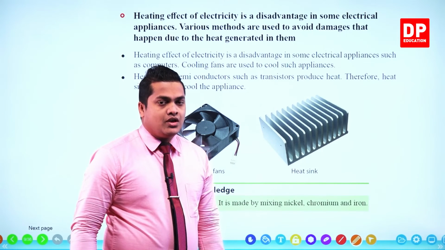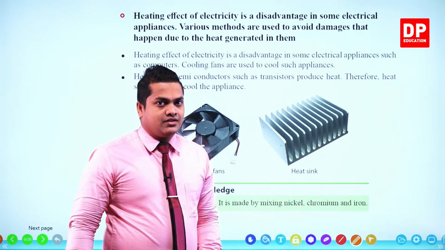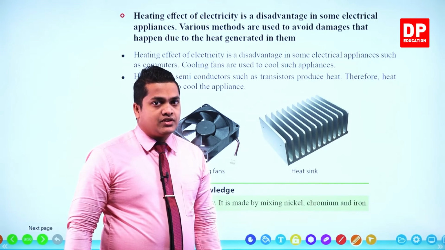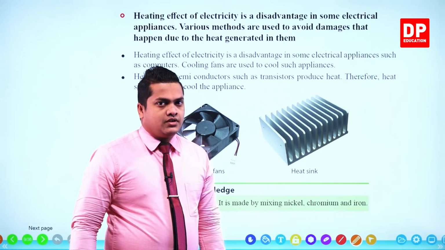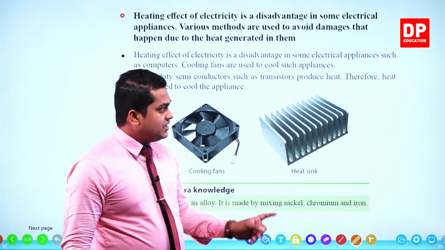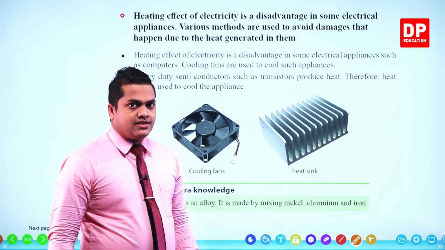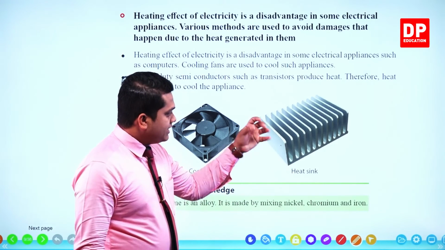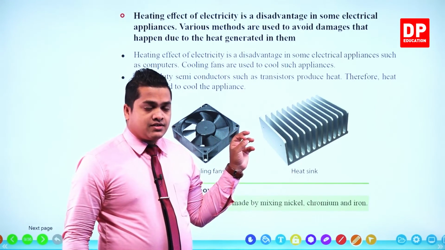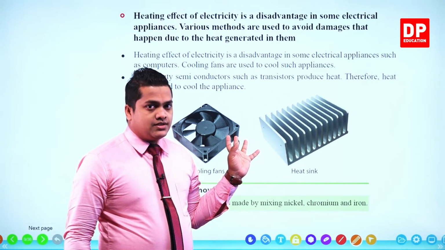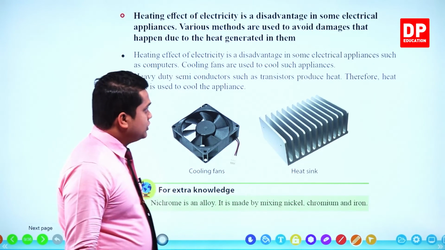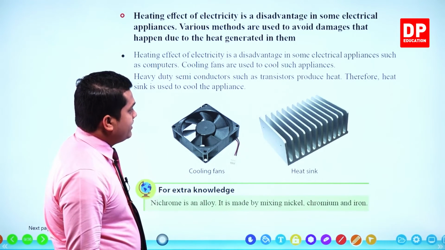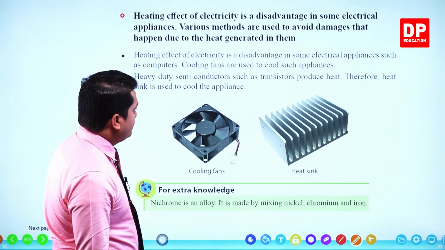These fans are used to minimize the heating effect, right? To cool the systems or to cool the circuits. So in computers, we use fans more often. And other than fans, these instruments which are referred to as heat sinks are also used, right? It can absorb heat energy and expel heat energy quite fast, like the radiator in your vehicles, okay? Heat sinks. So heavy duty semiconductors such as transistors produce heat. Therefore, a heat sink is used to cool the appliance.